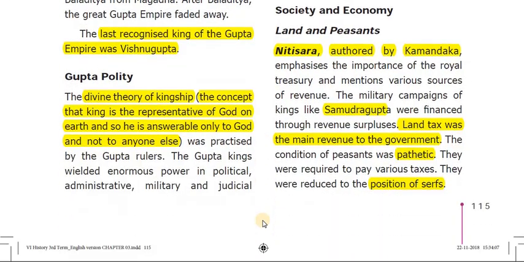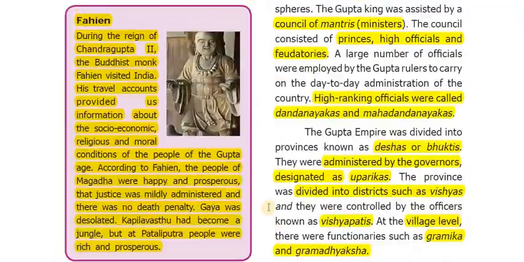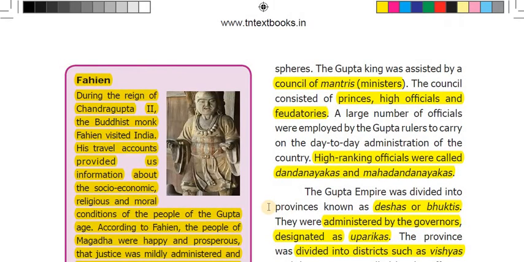Gupta polity. The divine theory of kingship means the concept that the king is the representative of God on earth, and so he is answerable only to God and not to anyone else. It was practiced by the Gupta rulers. The Gupta kings wielded enormous powers in political, administrative, military, and judicial spheres. The Gupta king was assisted by a council of mantris, ministers. The council consisted of princes, high officials, and feudatories.